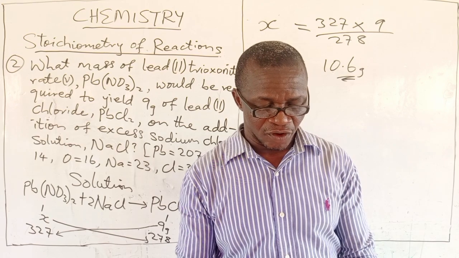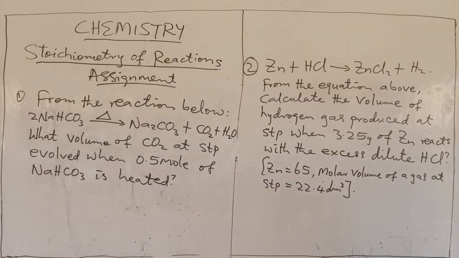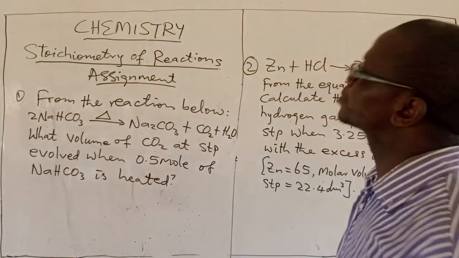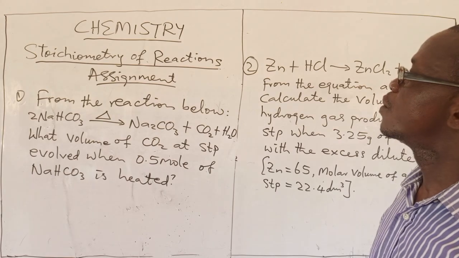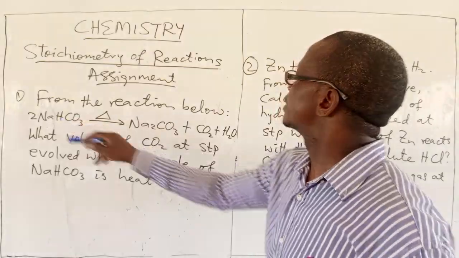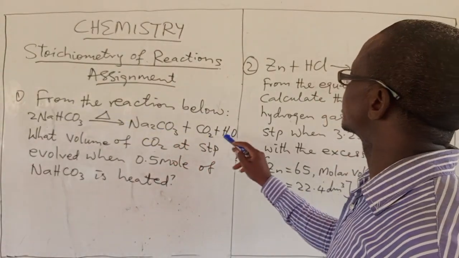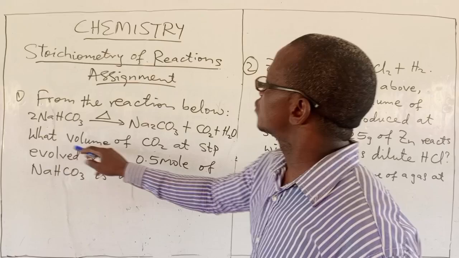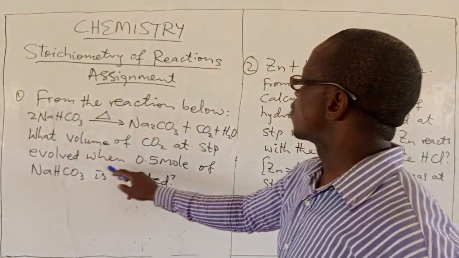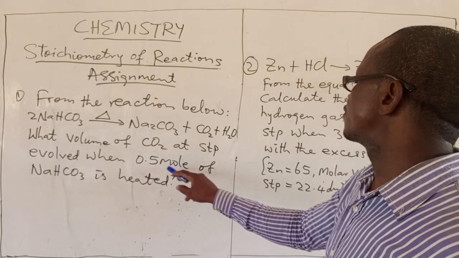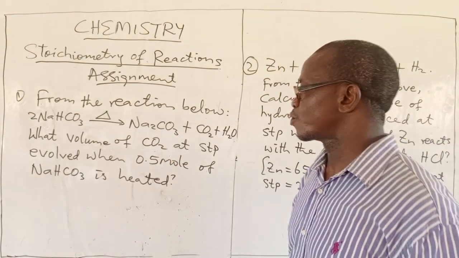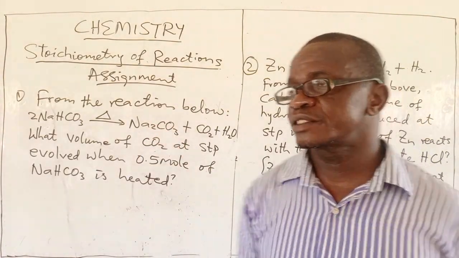Now let me give you a problem to solve. Now let's see the assignment. Question 1. From the reaction below, this is the reaction. This means heat. When you heat this, it breaks into this, this, and this. So that's the reaction. What volume of CO2 at STP is produced when 0.5 mole of this is heated? So that's question 1. Solve it and then drop the answer.